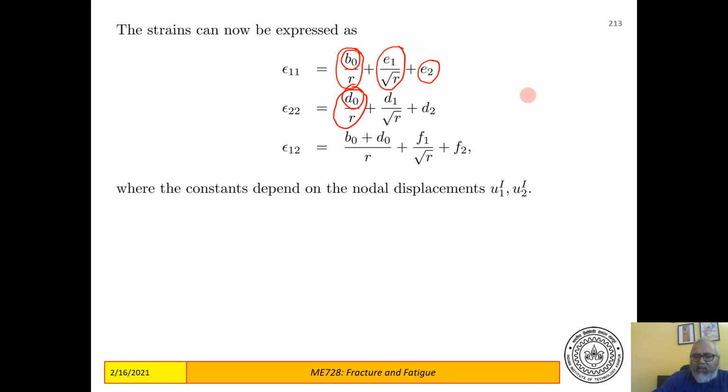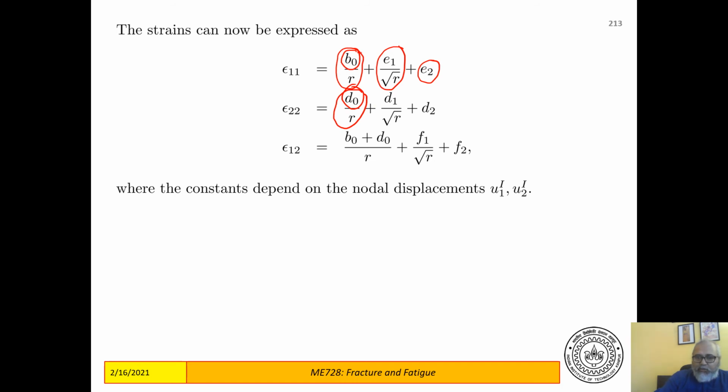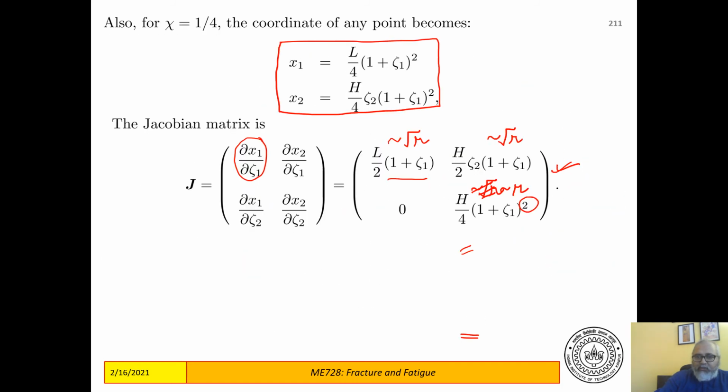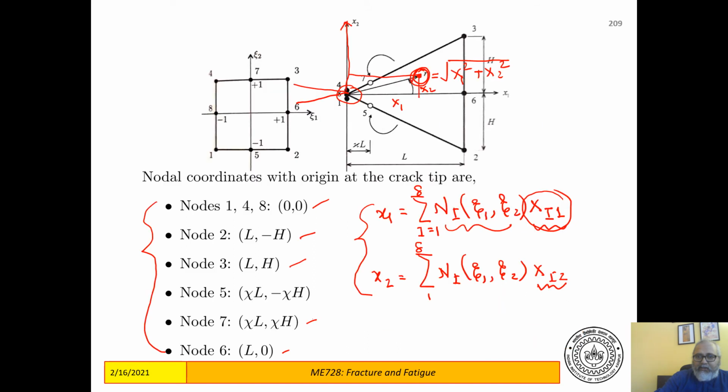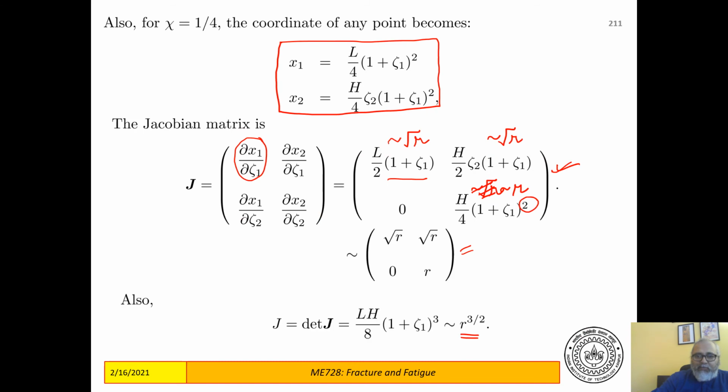Now there is one more trick that I can do. I can kinematically couple the nodes 1, 4 and 8. So I can actually make sure that 1, 4 and 8 remain together even after deformation. That means I force the nodal displacements of 1, 4 and 8 to be the same throughout the deformation.